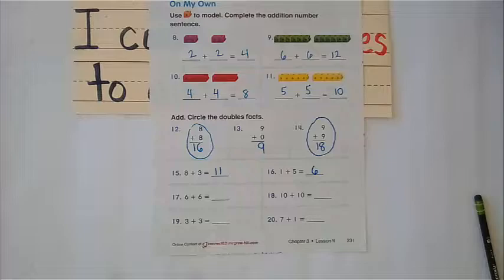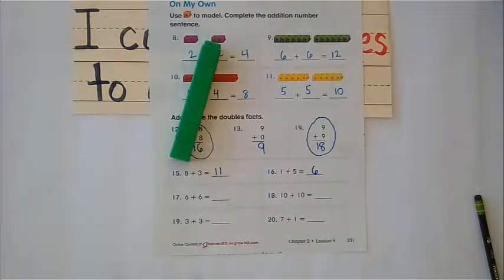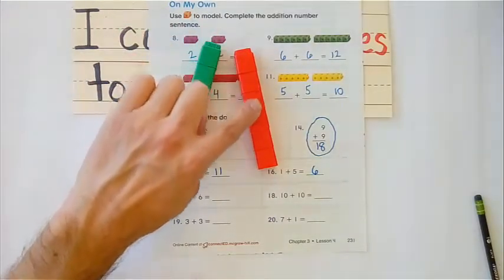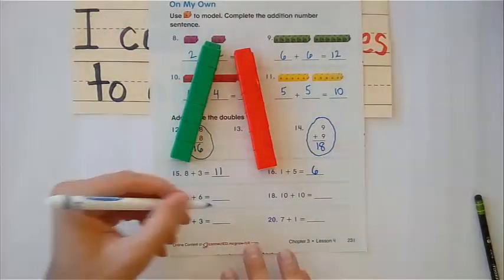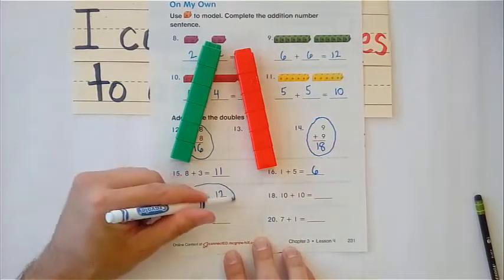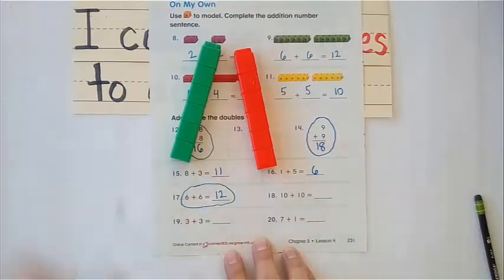Well, let me use my blocks. I have 6 right there. And then I'm going to have 6 more. So if I say 6, 7, 8, 9, 10, 11, 12. 6 plus 6 is 12. And I'm going to circle it because it is a double.